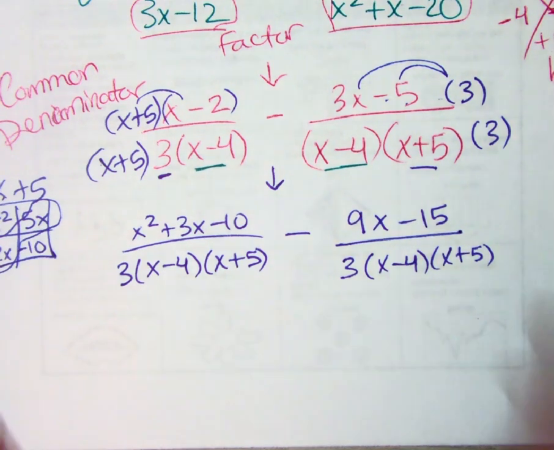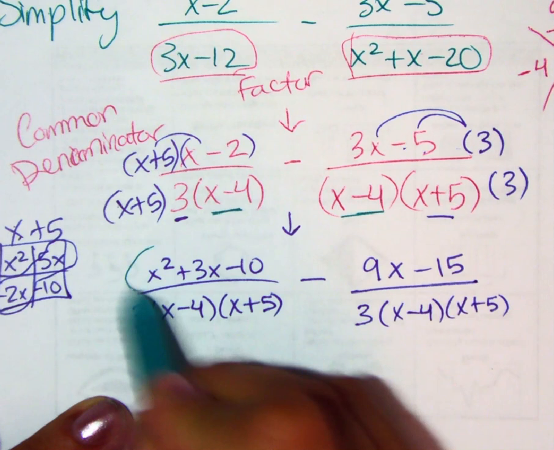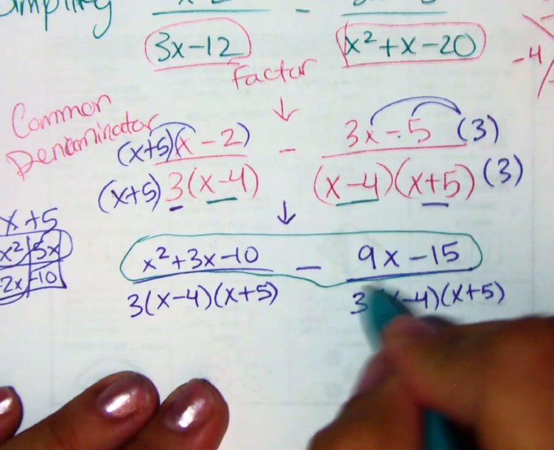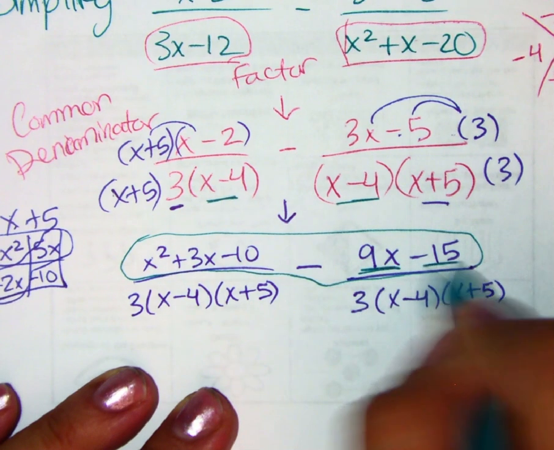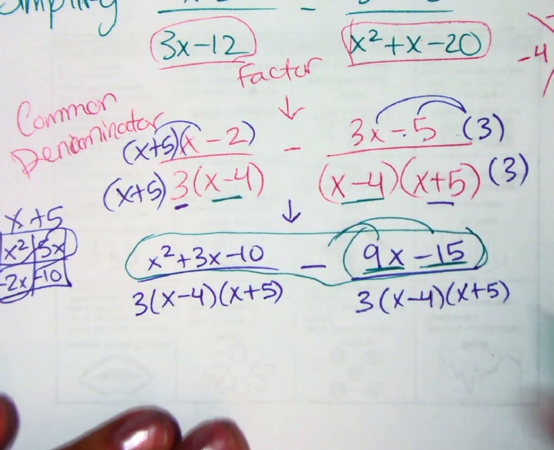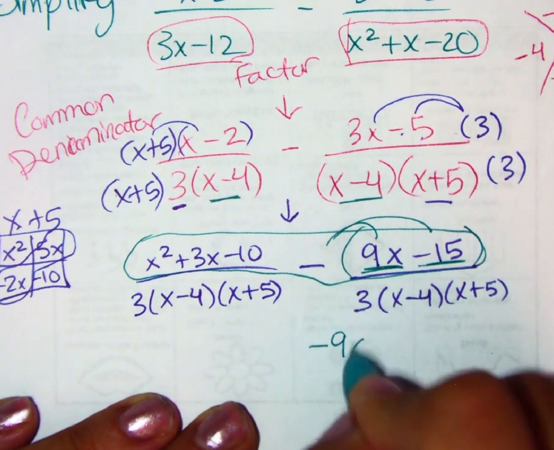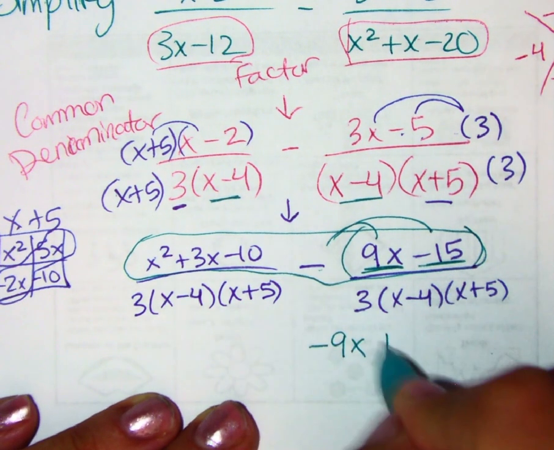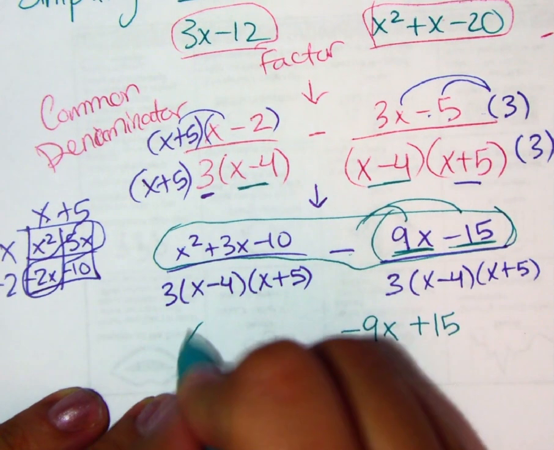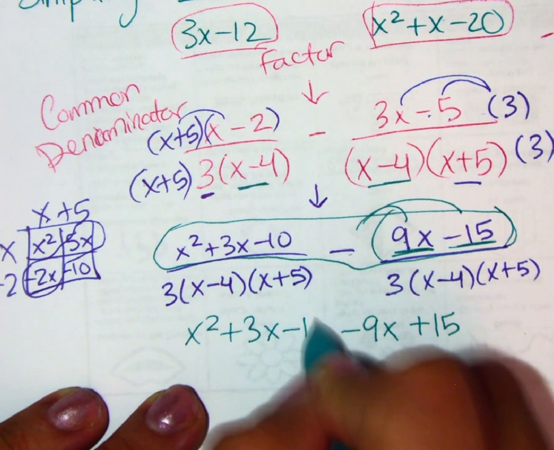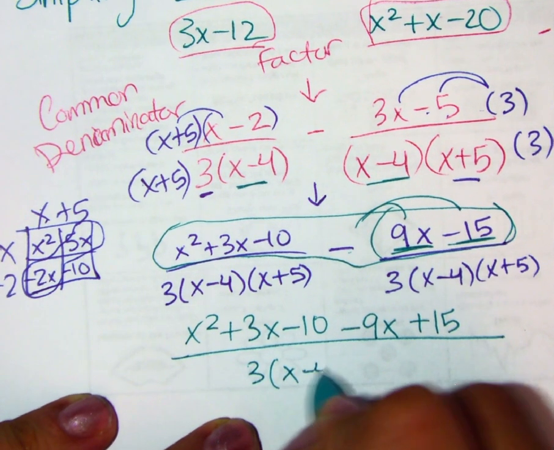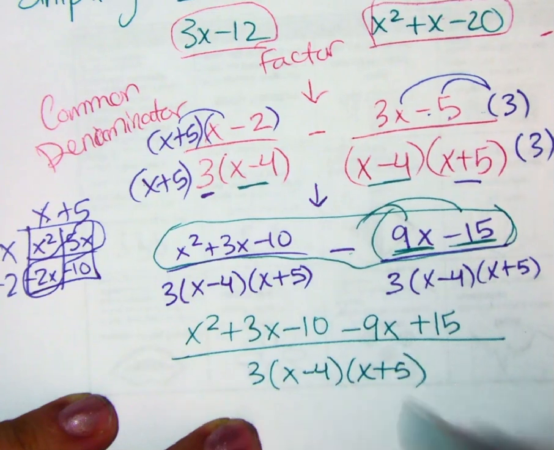All right, next you notice that they're common denominators, so you're going to combine the numerators. Now keep in mind that this is a subtraction, so you have to understand you're subtracting each one of these from what you have. So put those parentheses and distribute that negative. Negative times 9 is negative 9x. Negative times negative 15 is positive 15. So that takes care of that. And then just bring down the x squared plus 3x minus 10. And all of that is together over 3 times x minus 4 times x plus 5.